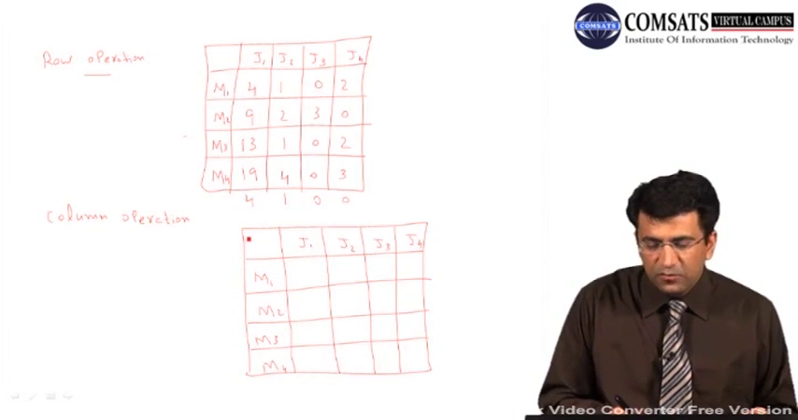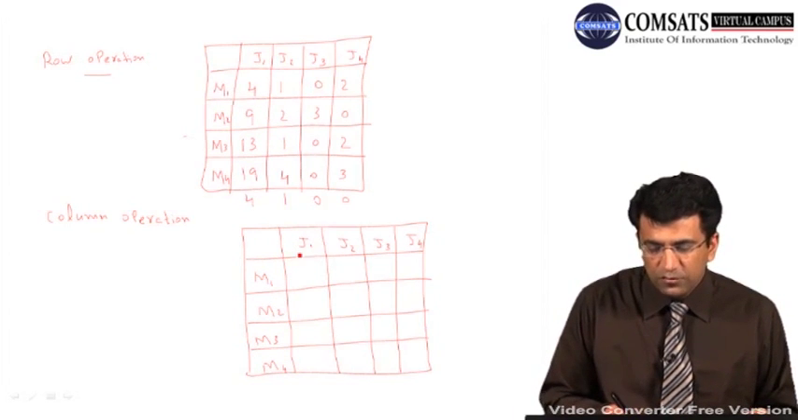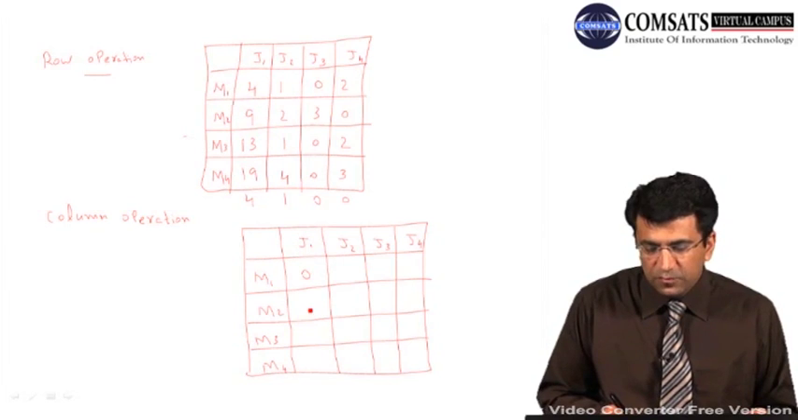So let's subtract this value from each column. That is 4 minus 4, it will become 0. 9 minus 4, 5. 13 minus 4, 9. 19 minus 4, it will become 15.